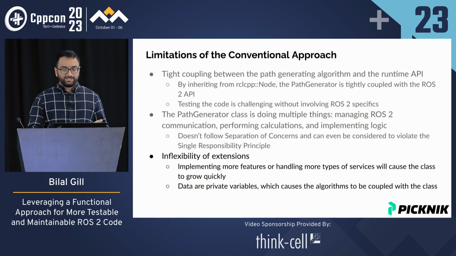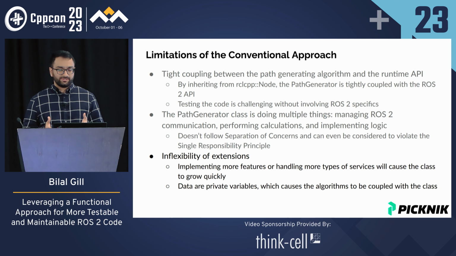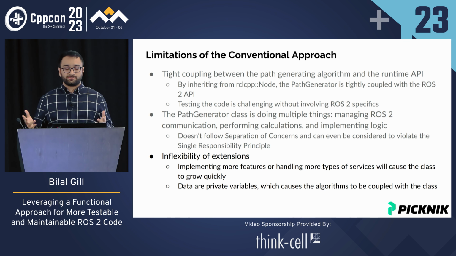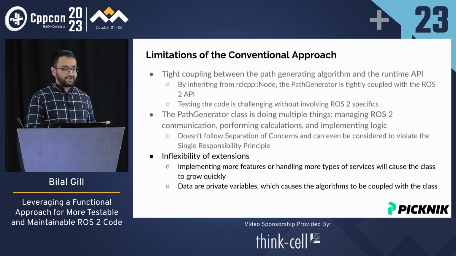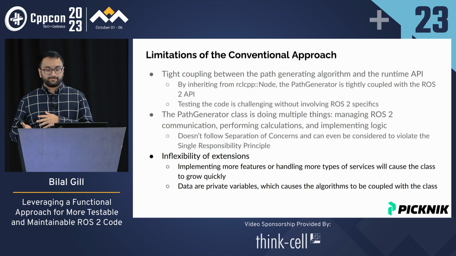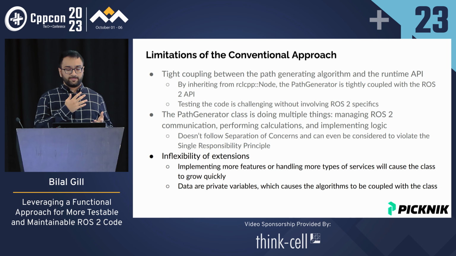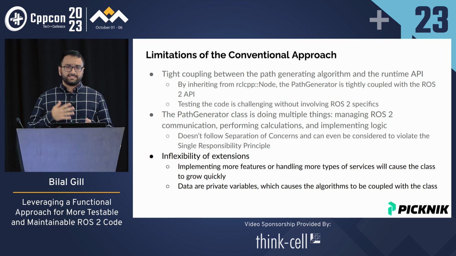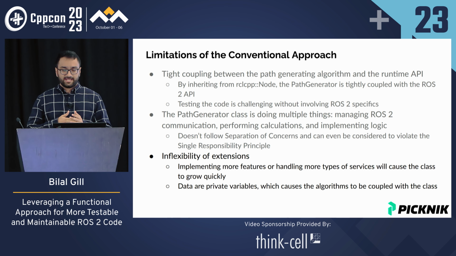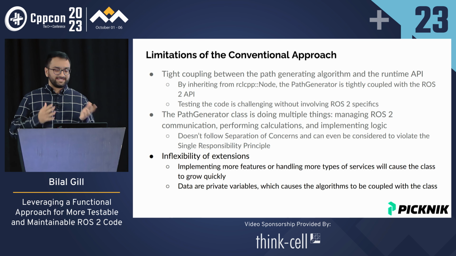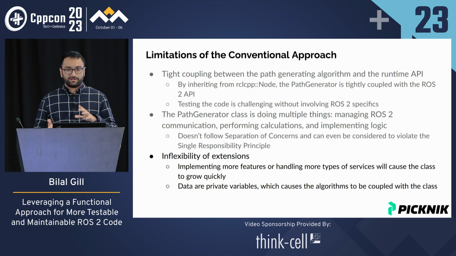And also, this class seems to be inflexible to extensions. So implementing more features or handling more types of services will cause the class to grow quickly. And because the data are private variables, the algorithms are directly tied to this class. So, one example I can give is, what if we wanted to generate a path using a different path planning algorithm, right? We would need to spin up another server with very similar logic. I guess a different option for extending this class, though, is to inherit from this path generator class. But the thing is, that will increase the inheritance chain, and it sort of makes it harder to reason about.